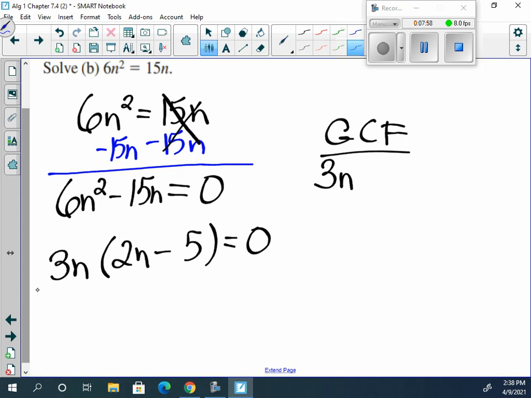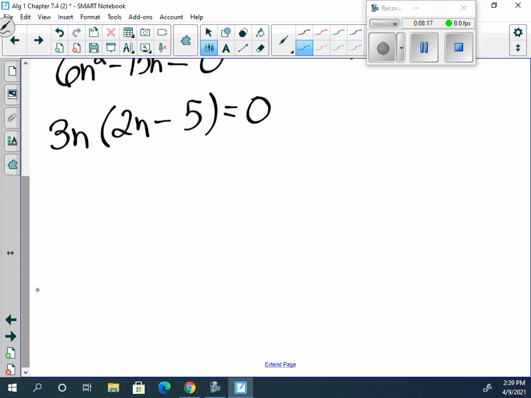3 times negative 5 is? And we have our n. So essentially, if we want to check it, we can multiply back through, and it would get us back to where we start, if we factored it correctly. Any questions on how we got to this point here?